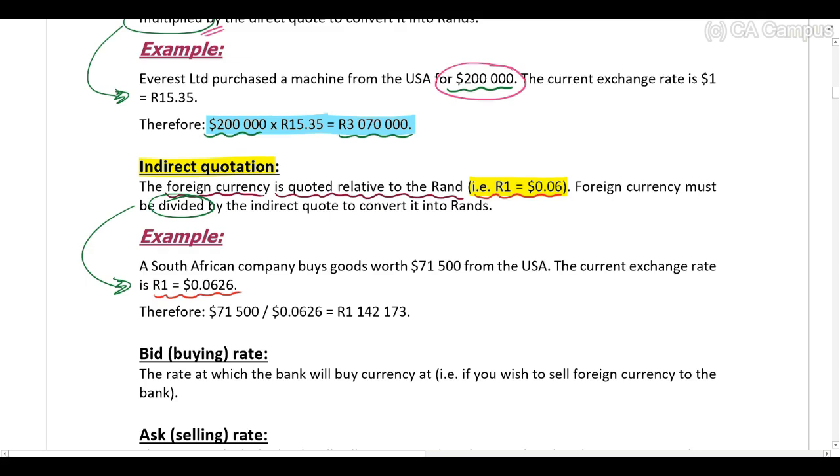So if I want to take this foreign currency amount and convert it into rands, I need to divide by the exchange rate. And once again, please apply logic to see that this makes sense. We know that the US dollar is stronger than the rand, so the rand amount must be bigger than the US dollar amount. Okay, so please note, when you're dealing with a direct quote, we multiply it out so that we can get the rand amount, and when we are dealing with an indirect quote, we divide it so that we can get the rand amount.